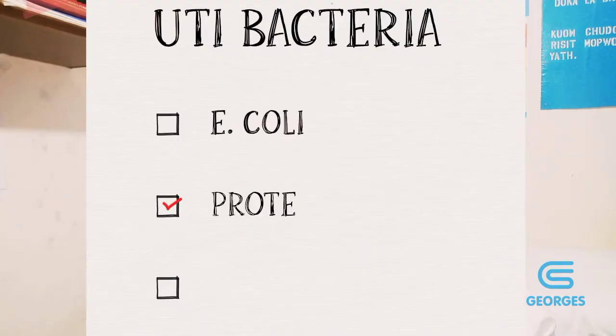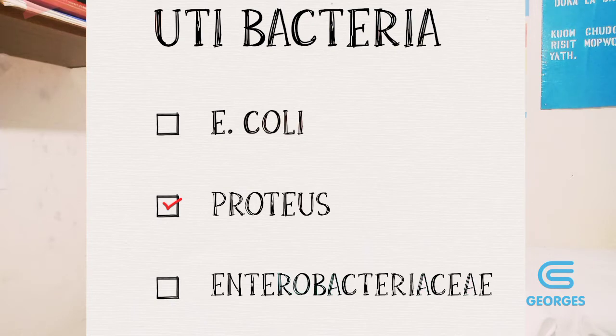Bacteria that cause urinary tract infection include E. coli, the pathogenic strains, the Proteus, and the Enterobacteriaceae. All these bacteria are normal bacteria that are found in the intestinal tract, and when they cross over to the urinary tract, they act as pathogens. They act as disease-causing microorganisms.